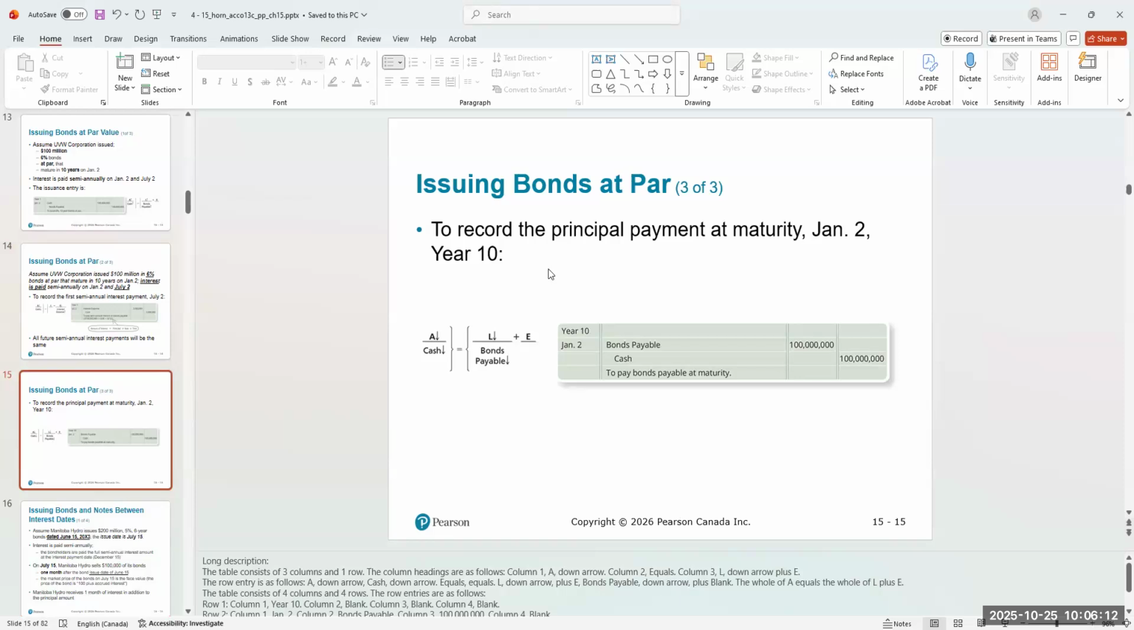After 10 years, on January 2nd, we're going to pay the interest first, and after that, we're going to pay the $100,000. Why do we have to pay the interest first? Because we used the bonds from July to January 2nd. We're paying the last interest payment first, and after that, we're closing the bonds.